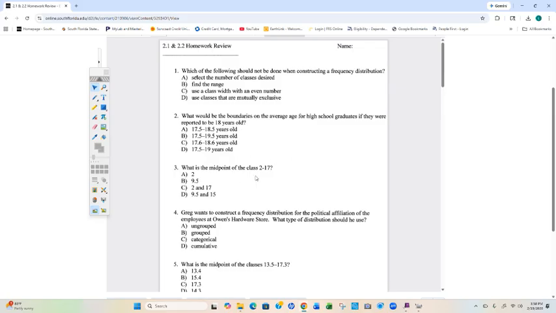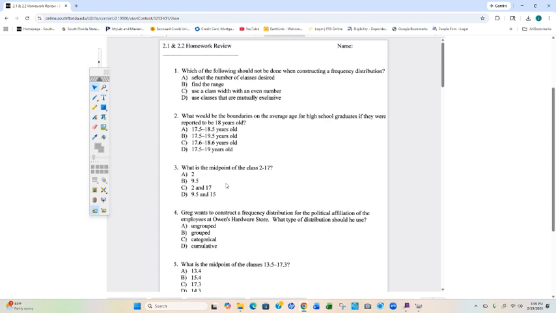Number 3, what is the midpoint of the class 2 to 17? A is 2, B is 9.5, C is 2 and 17, D is 9.5 and 15. Okay, think about it and pause the video.